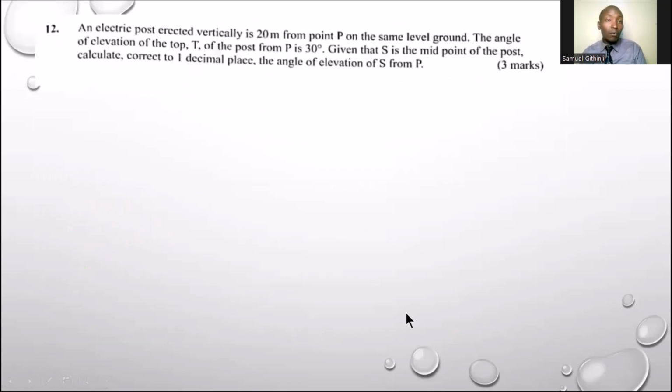We move on to question number 12. You're given that an electric post is erected vertically 20 meters from a point on the same level ground. The angle of elevation to the top of that post is 30 degrees from that point P. Given that there's a point S that is the midpoint of the post, the student was to calculate to 1 decimal place the angle of elevation of S from point P, not to the top but to the point S.